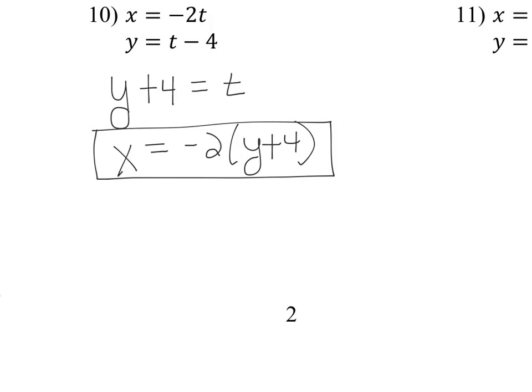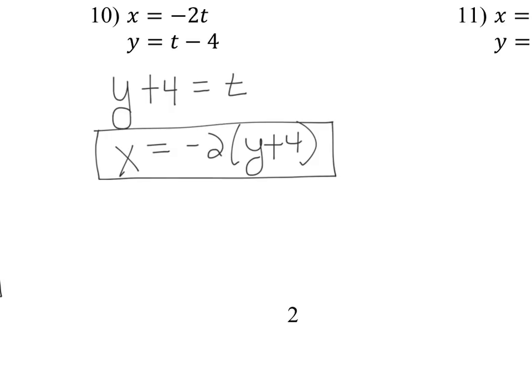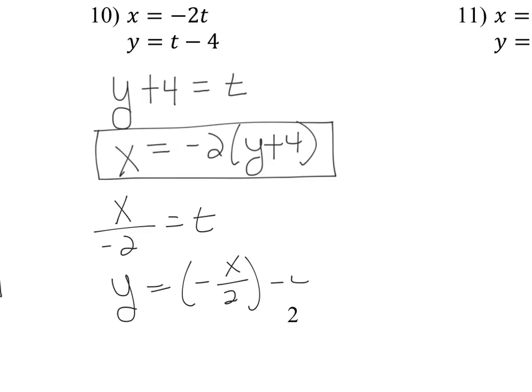So you're probably thinking, yeah, but Ms. Stiles, couldn't we have solved for t in the first equation? Yes, we could have, and we would have gotten that x divided by negative 2 is equal to t, or negative x over 2, or negative 1/2 x. Then we could have substituted that into the other equation, and we would have gotten negative x over 2 minus 4. So that would have worked out also. Either one of those would be perfectly fine rectangular equations.